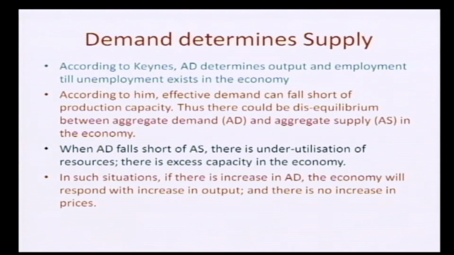So according to Keynes, aggregate demand determines output and employment as long as unemployment exists in the economy. Remember the classical position says that supply creates its own demand, but Keynes says that aggregate demand determines supply if there is unemployment in the economy. Then he says that there could be disequilibrium in the economy. The aggregate demand and aggregate supply could be different.